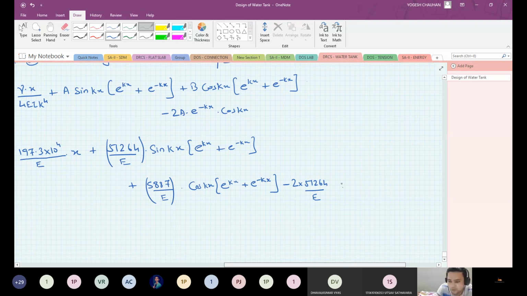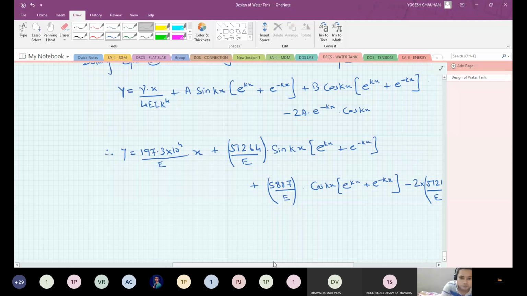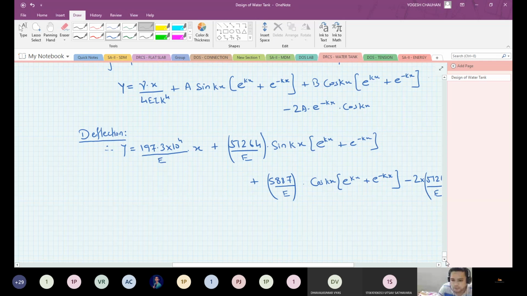Into e raised to the power minus kx into cos kx. Okay, so that is the value of the y. The value means deflection, so this will give you the deflection. Okay, but our interest is to find the hoop tension.